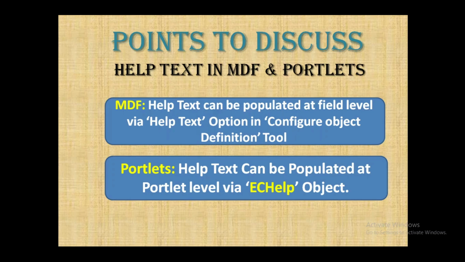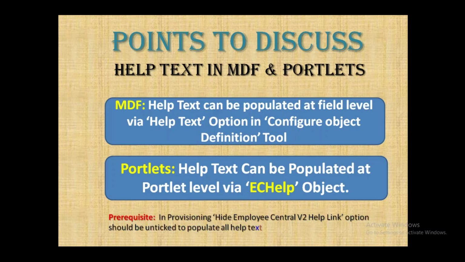But before moving on to these two, there is one prerequisite as well. In provisioning, there is an option, hide employee central v2 help link, and that option needs to be unticked. If you tick that option, then no help text will populate in your instances. So just remember that the hide employee central v2 help link option needs to be unticked in the provisioning system, so that you can see your help text in the instances. So let's go to the system and check it out.